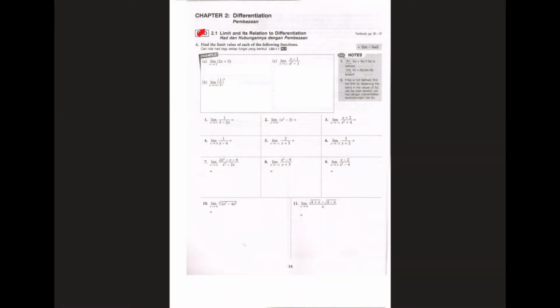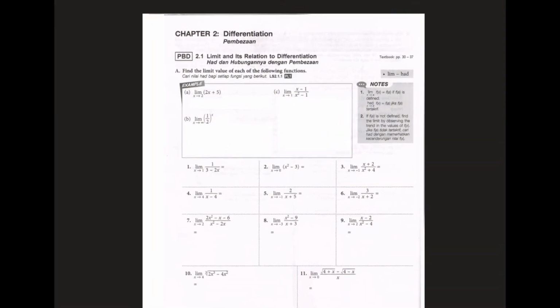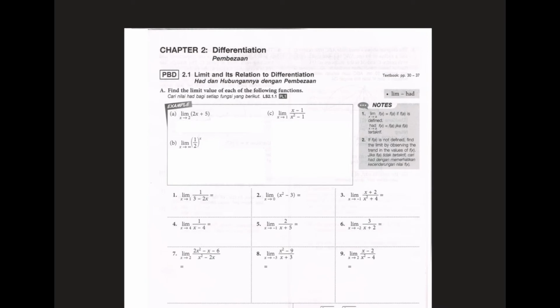Let's look at differentiation. Differentiation is about changing y into dy/dx. So we will learn formulas to change y to dy/dx. This process is called differentiation.